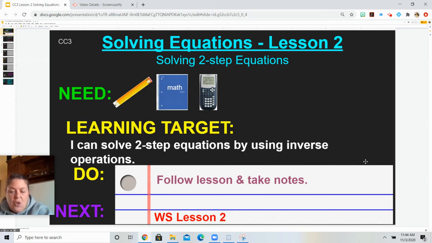So your learning target for today is: I can solve two-step equations using inverse operations. We're going to add on from what we just did in lesson 1, and move into not one-step equations, but two.